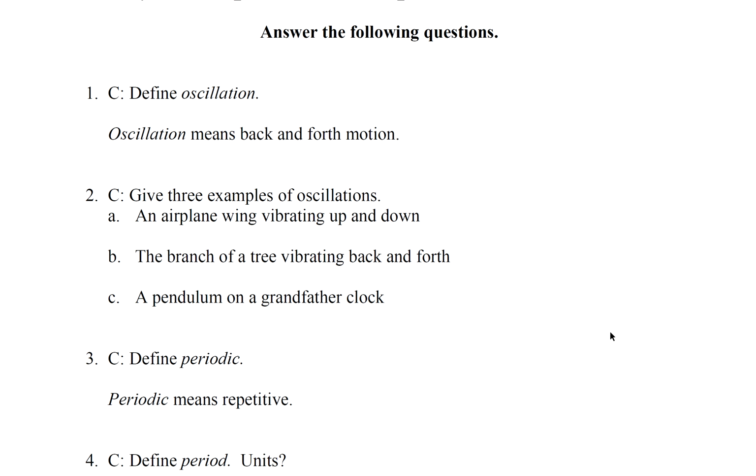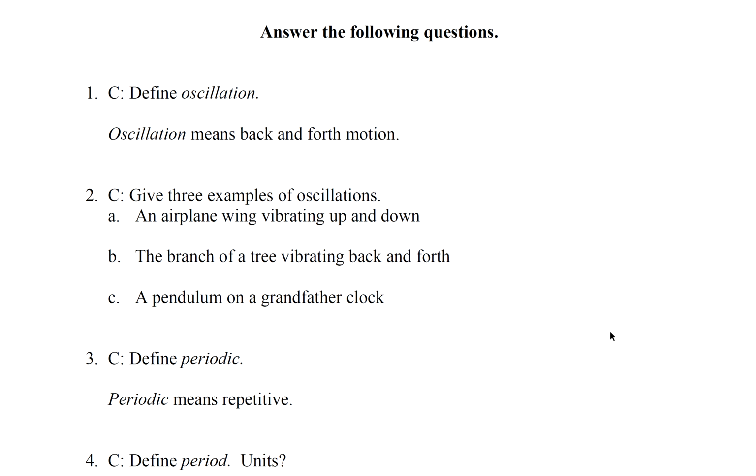Question 2. Give 3 examples of oscillations. An airplane wing vibrating up and down. The branch of a tree vibrating back and forth. And a pendulum on a grandfather clock.